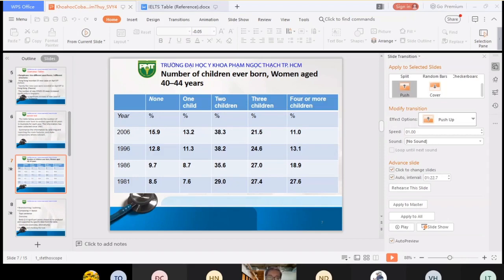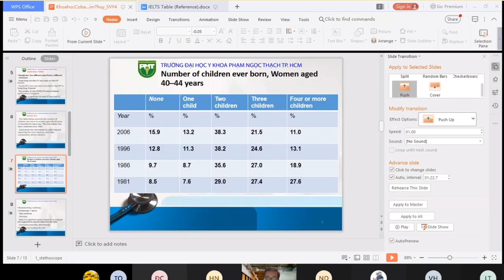Next column, who can volunteer? Let's talk about the percentage of women who decided to have one child at this age. 7.6, 8.7, 11.3, and 13.2. So it's an upward trend too. These figures are on an upward trend too, right? Let's talk about two children. Also on an upward trend.